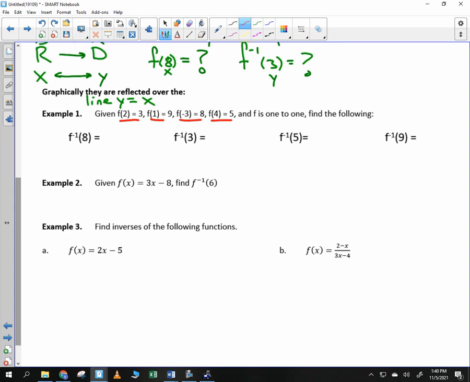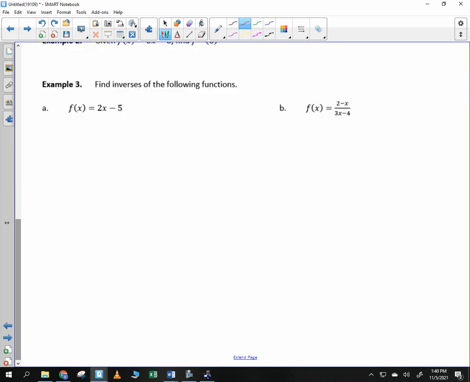So find the following. F inverse of 8. Yep, that means for a y value of 8, what's the x value? F inverse of 3? It is 2. F inverse of 5? F inverse of 9. Look at that. Can you get those right on the test? Yes. Awesome. Look at how smart you are.